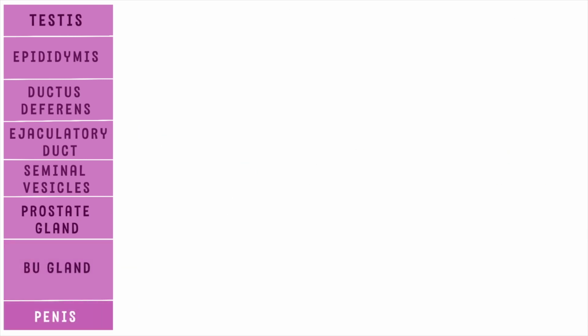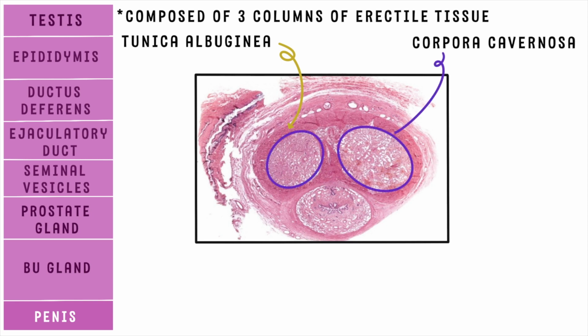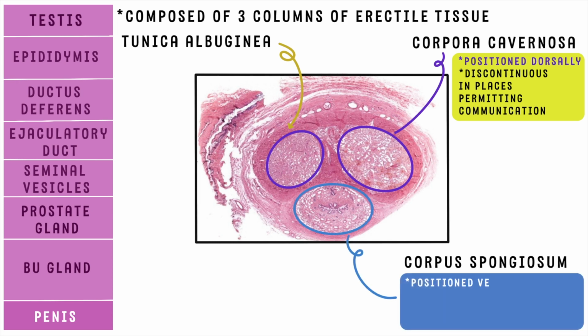The penis is composed of 3 columns of erectile tissue, each enclosed by its own dense fibrous connective tissue capsule, the tunica albuginea. 2 of those columns of erectile tissue, the corpora cavernosa, are positioned dorsally. Their tunica albuginea are discontinuous in places, permitting continuation between their erectile tissues. The 3rd column of erectile tissue, the corpus spongiosum, is positioned ventrally. Because the corpus spongiosum houses the penile portion of the urethra, it is also called the corpus cavernosum urethrae.